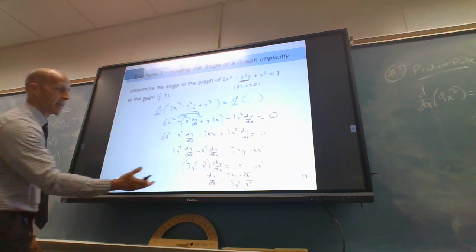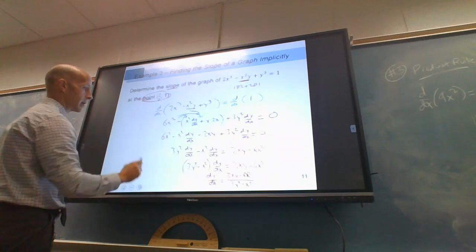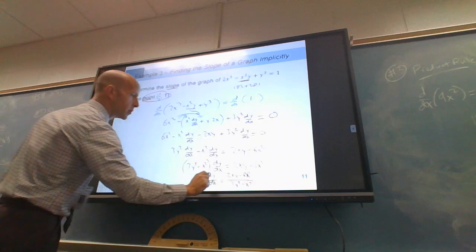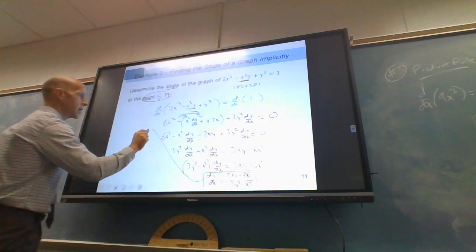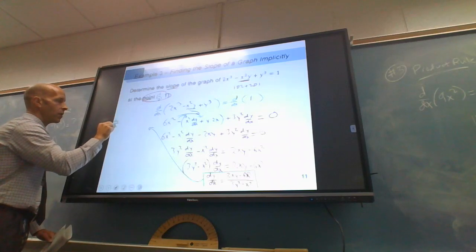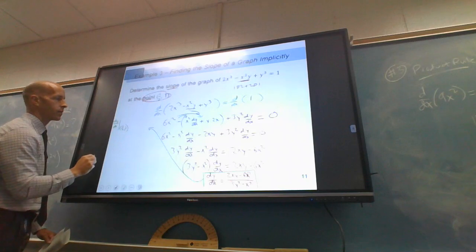But this question isn't asking me just for the derivative. It's asking me for the slope of the graph at this point. So now what I'm going to do is use this derivative to get that slope. To do that, I'm just going to evaluate dy dx at the point 1/2, 1.